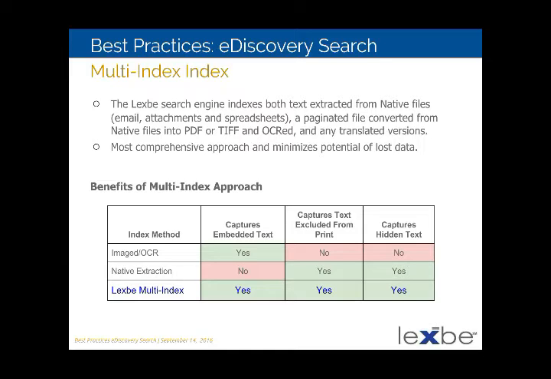That is a very comprehensive approach, and it will minimize your potential to lose data that may have been hidden as far as the track changes, like I mentioned, or other information that's contained in a header or a footer of a document. You can see the table that I've provided here on the differences in the two types of indexing methods, as well as what the Lexbe multi-index method offers comparatively.